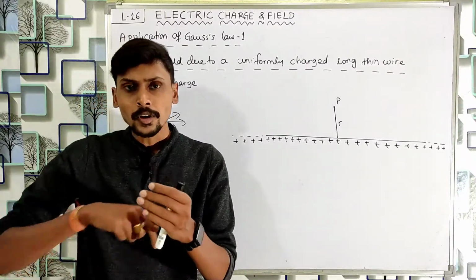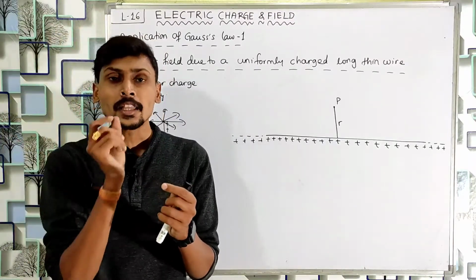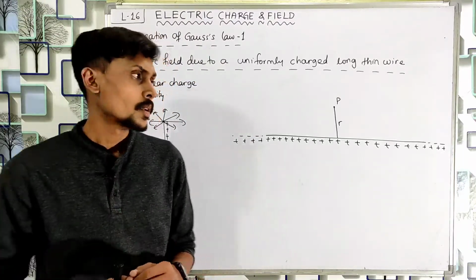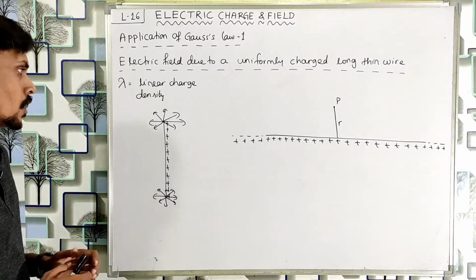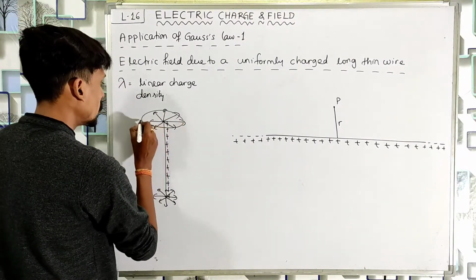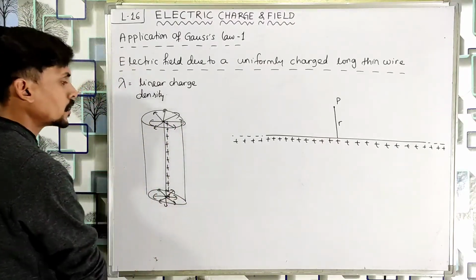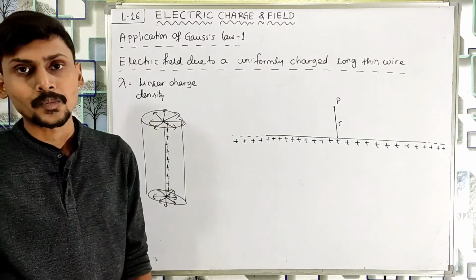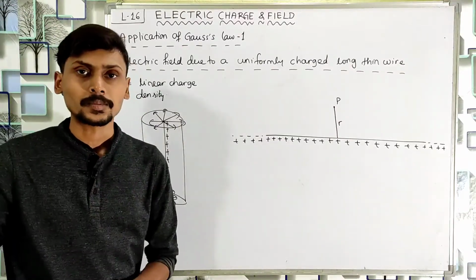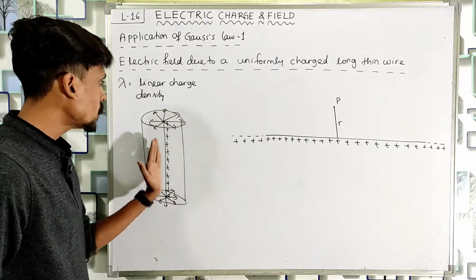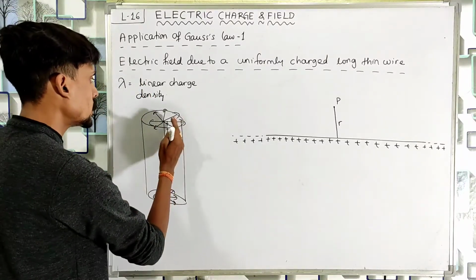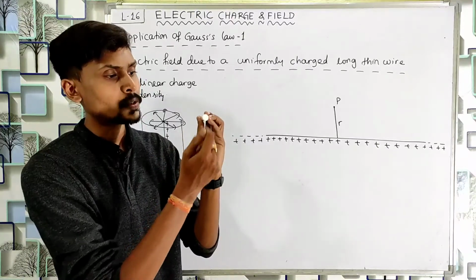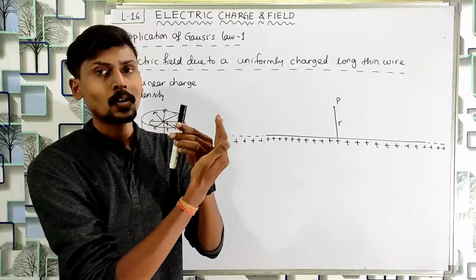If we have a point charge, then a sphere symmetrically encloses the point charge, because all the points on the sphere are equidistant from the point charge. But in case of a linear charge, the Gaussian surface will be cylindrical in shape, like this, and the wire will be the axis of the cylinder. If the wire is the axis of the cylinder, it means all the points on the curved surface are equidistant from the wire. The cylinder has three surfaces: two plane surfaces, this one and the other one, and this is the curved surface.